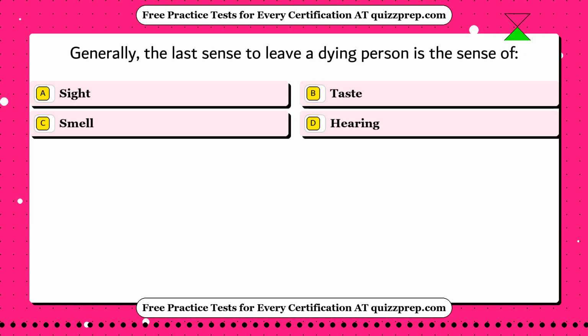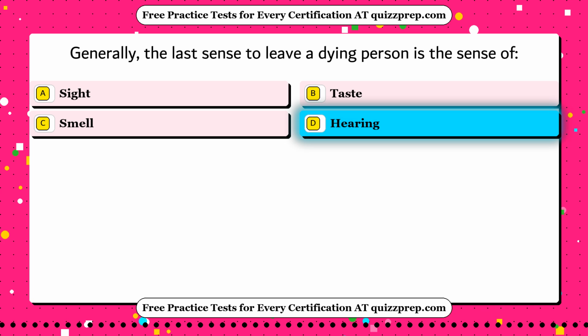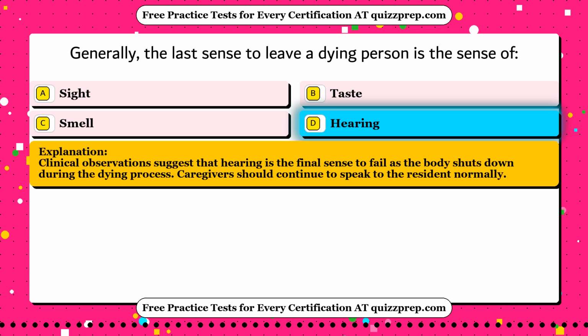Question 63. Generally, the last sense to leave a dying person is the sense of: Option A. Sight. Option B. Taste. Option C. Smell. Option D. Hearing. The correct answer is option D. Hearing. Clinical observations suggest that hearing is the final sense to fail as the body shuts down during the dying process. Caregivers should continue to speak to the resident normally.